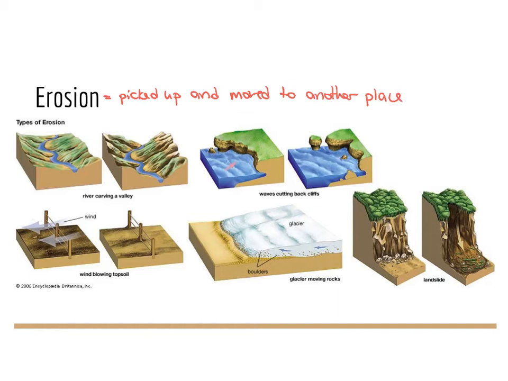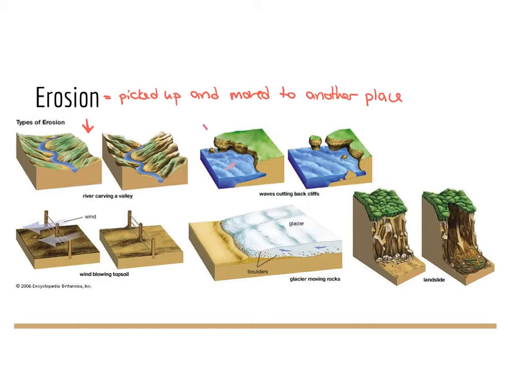And the means of this movement can be done by ice, wind, or water. You can see here's a river carving out a valley because that river is abrading the sides of the banks and slowly wearing them away. So we're having weathering and erosion here together: the abrasive nature of the river, but then the river is also taking those broken rocks and pieces from the water weathering and carrying them away, resulting in erosion.